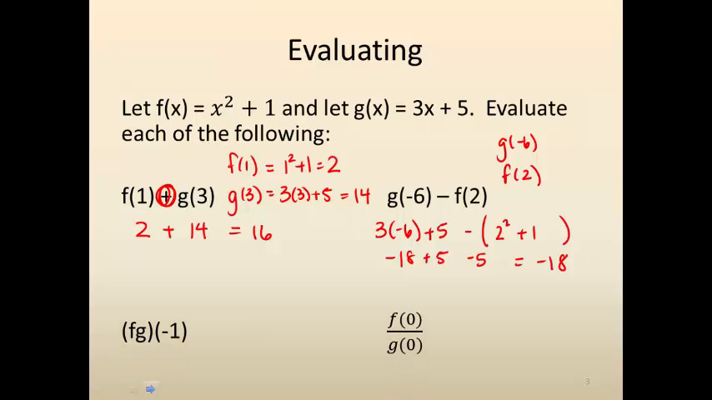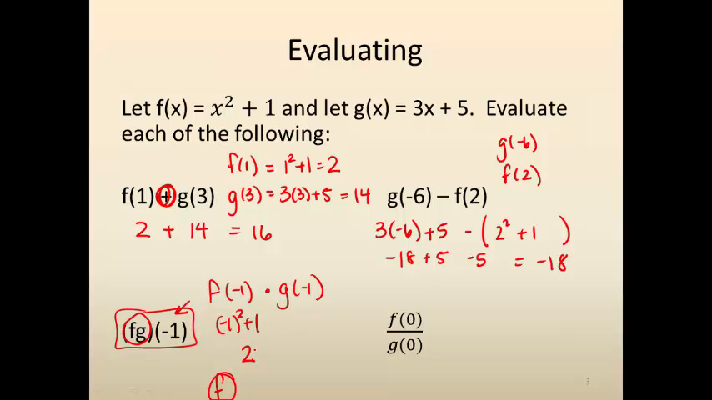All right, for multiplication, again, I can write them like this, where it says multiply f times g and then put in 1, or this would mean the same thing. How did that happen? I could also do f of negative 1 times g of negative 1, which might make this a little easier. So f of negative 1 is negative 1 squared plus 1, which is going to be a 2. And then g of negative 1 is 3 times negative 1 plus 5, which is also 2. So 2 times 2 is 4.